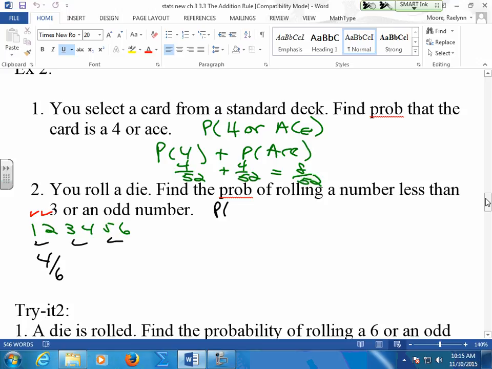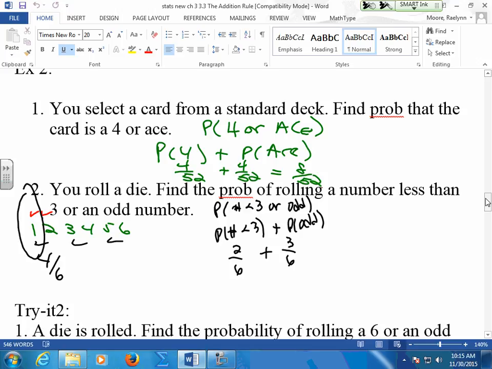So, probability of getting a number less than 3 or odd. What's the probability of a number less than 3? Okay, 2 out of 6. What's the probability of an odd number? 3 out of 6. And which one overlapped? Which one did I count twice? Because when you added those up, didn't you tell me that was 4 out of 6? If I added these it would be 5 out of 6. I have to subtract the one that I added twice.